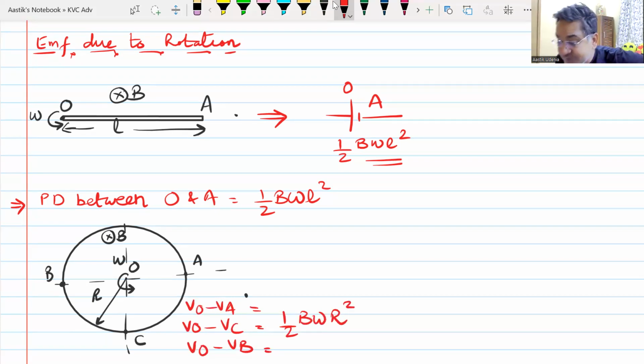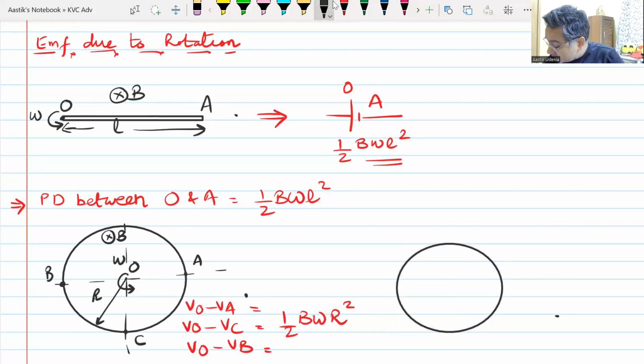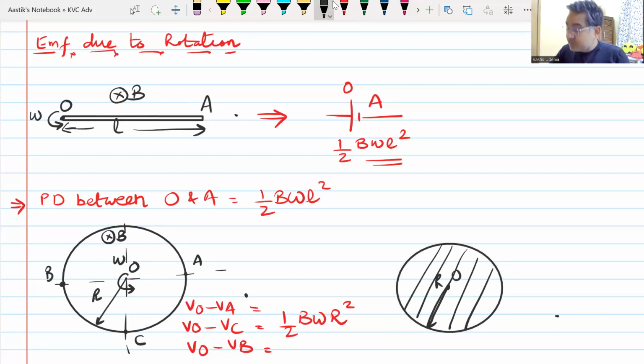Do we understand this? Everyone understands this? One more thing. Now, if in place of a ring you have a disc of radius R, and then you have points A, B, C, D. In this case also the answer remains the same. Do we understand this?